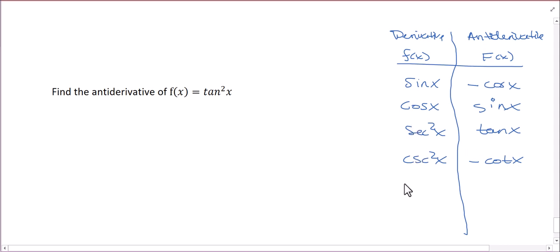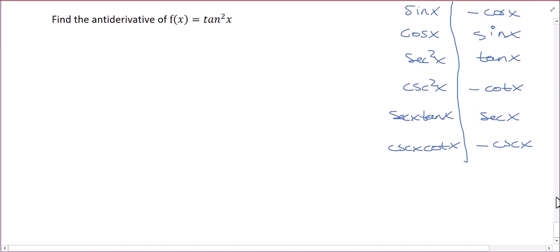Essentially you're going backwards, so put your derivatives here. If you have secant x tangent x, what gave you this derivative? It will be secant. And if you have cosecant cotangent, then the antiderivative is negative cosecant. And you can kind of keep going down the line, right? What are the antiderivatives you should know? The antiderivative of 1 over x is natural log absolute value of x. What else? The antiderivative of e to the x is e to the x. If you want, you can even put your general power rule here. And you can put the exponential.